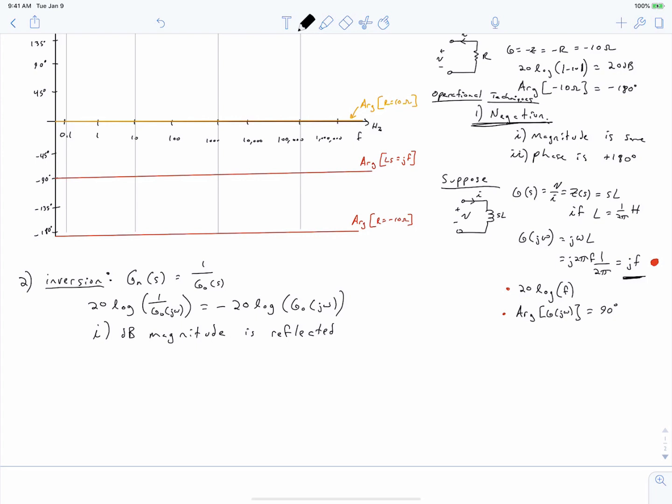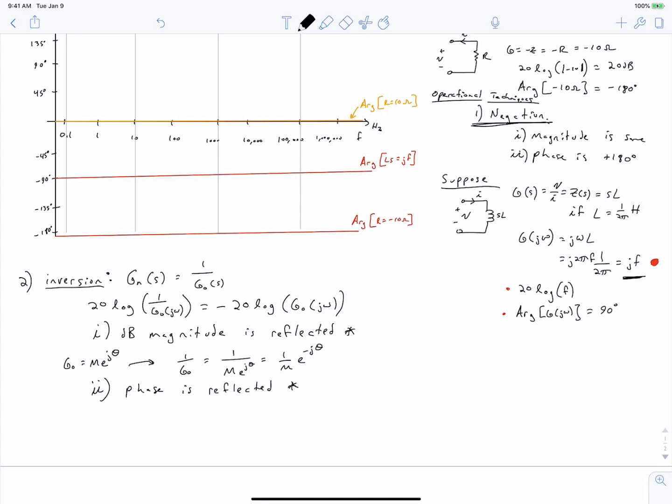The second thing that we can observe when we consider our phase angle is that if our old transfer function was written in the form of a magnitude and an angle, such as this, we can immediately see that our new transfer function, which is 1 over G of j omega, is going to be equal to 1 over M e to the j theta, which is equal to 1 over M times e to the negative j theta. So we can conclude that in this case, our phase is reflected as well. So we've got two conclusions here.